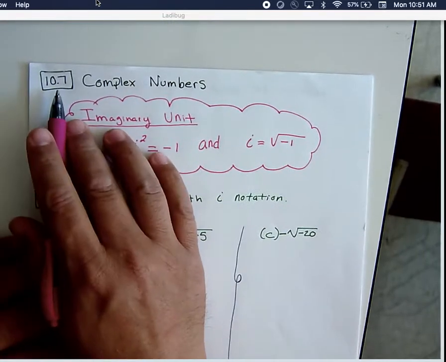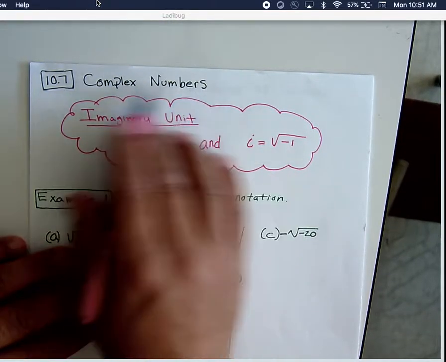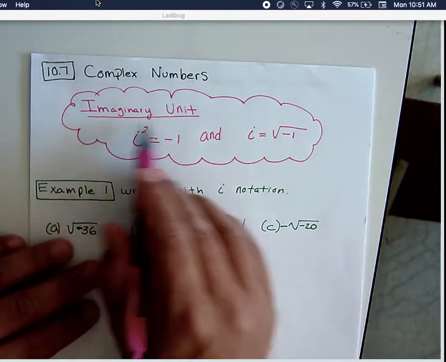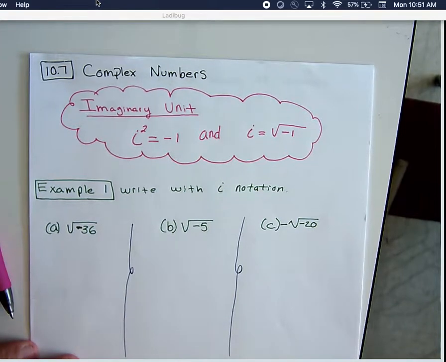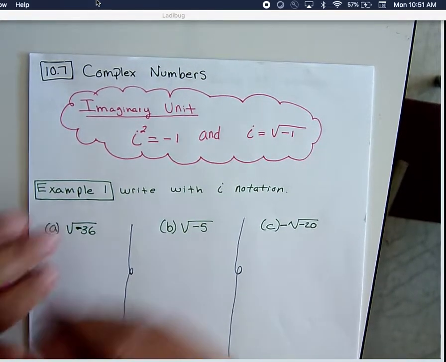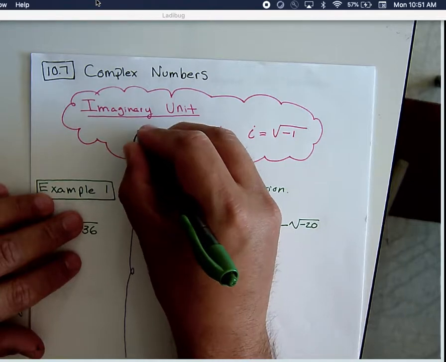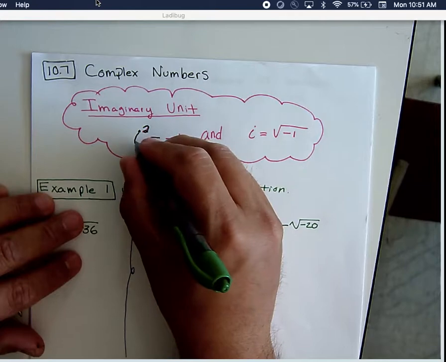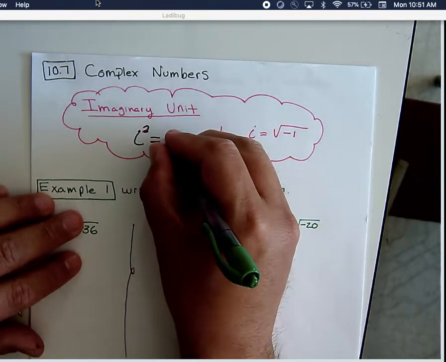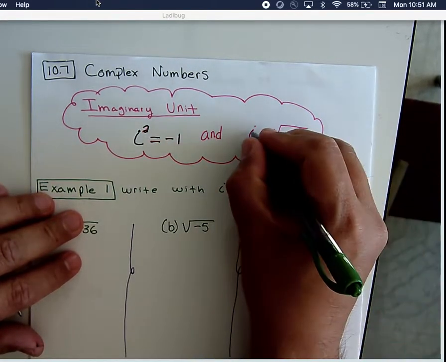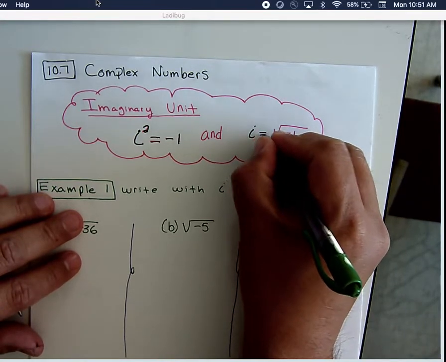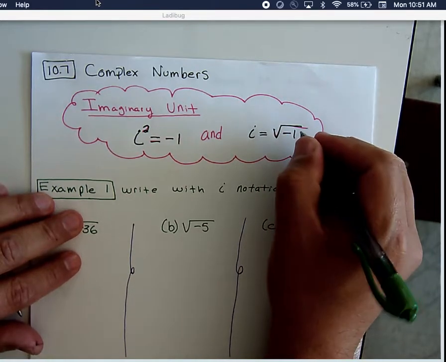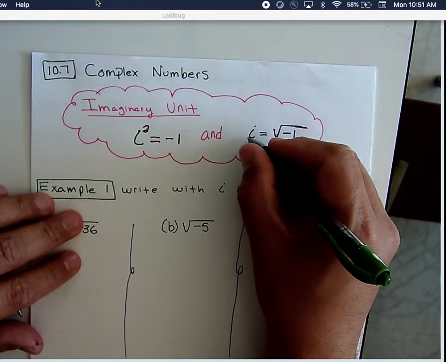Today we're doing complex numbers, or simplifying complex numbers. I don't know if you guys are familiar with this, but we're going to be using the i for imaginary numbers. So i squared is equal to -1, and the i by itself is what you get when you have a square root with a negative radicand inside. The square root of -1 in this case would be i.